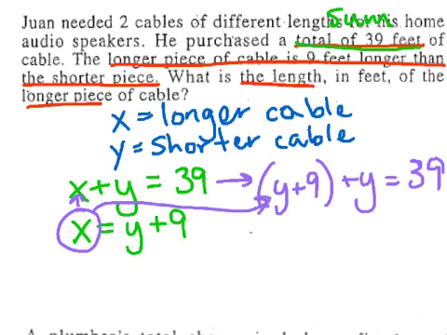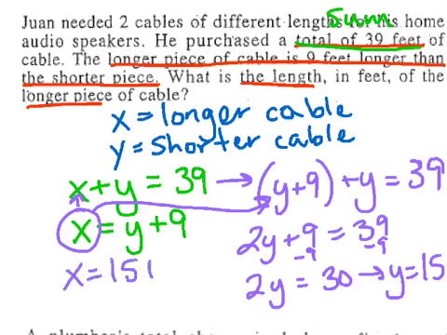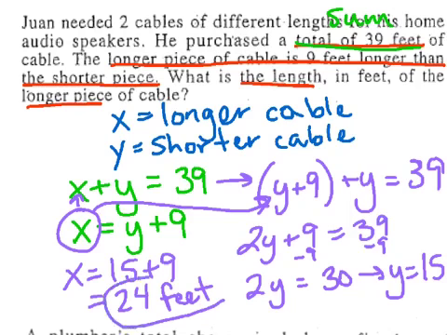So I've got 2y plus 9 equals 39. Subtract 9. 2y equals 30. Y equals 15. So we know that the shorter cable is 15 feet. So that means that the longer cable, or x, must be 15 plus 9, which is 24 feet long. So that's how you would solve that one.